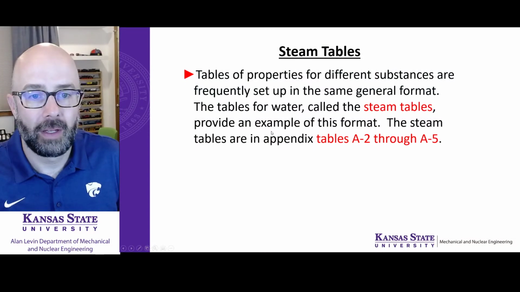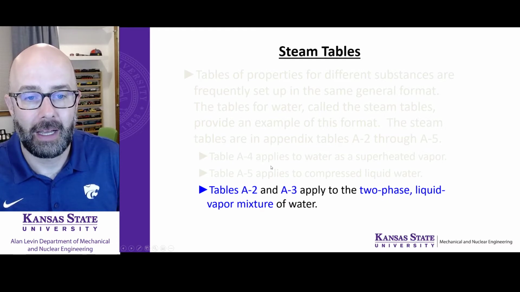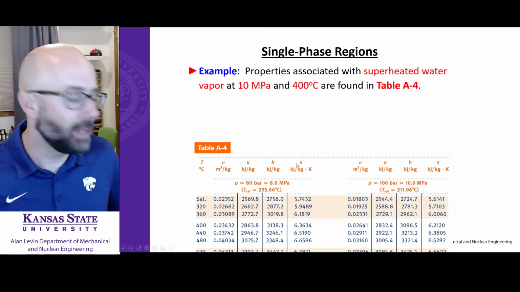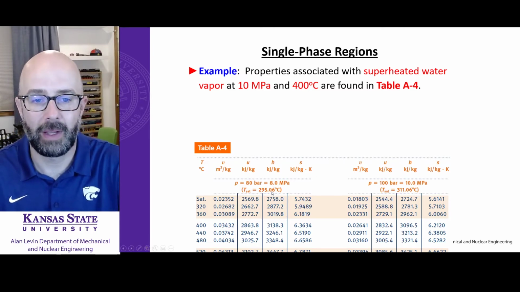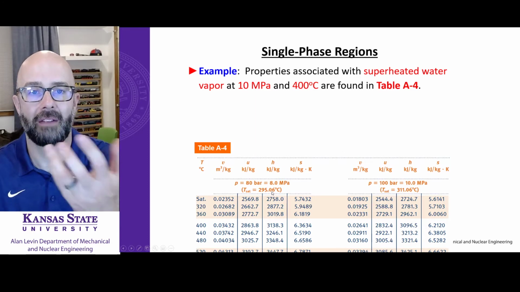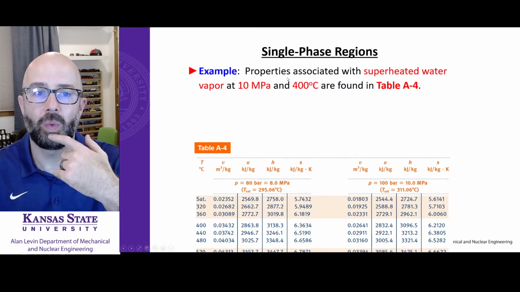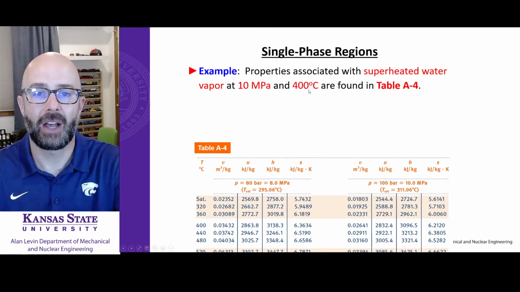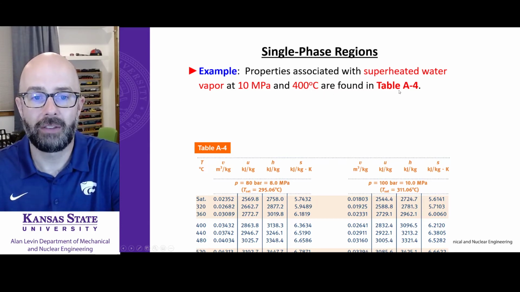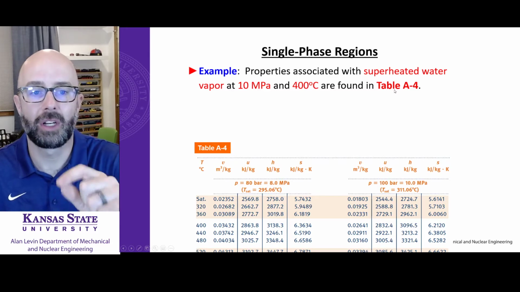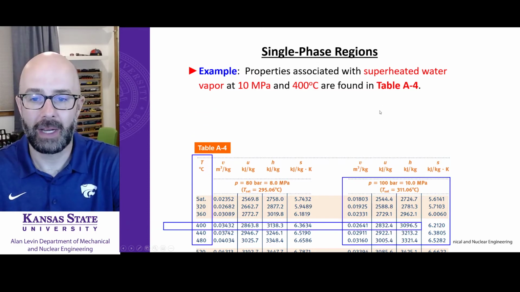All right, so I said A4 superheated water, A5 compressed liquid, A2 and A3 the two-phase liquid-vapor tables. So let's look at this now. I've taken some digital copies of your tables, and let's look at how to find a property. Here we're going to look at properties associated with superheated water vapor at 10 megapascals and 400 degrees Celsius. So we know right now it's superheated water vapor, so we're going to go to table A4, and I would encourage you to pause and go to table A4 yourself and find this actual entry in your table. Okay? And so I'm going to point it out here.